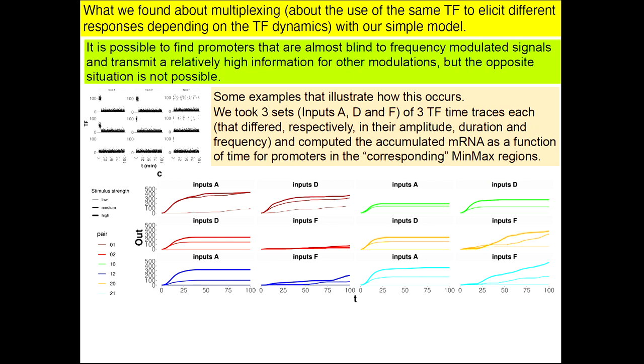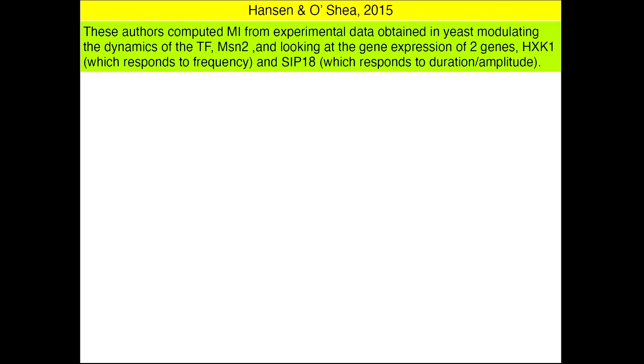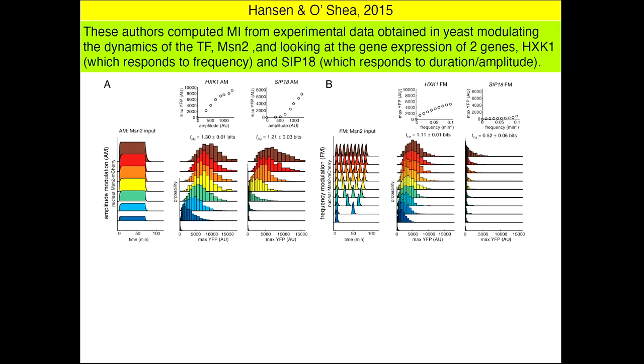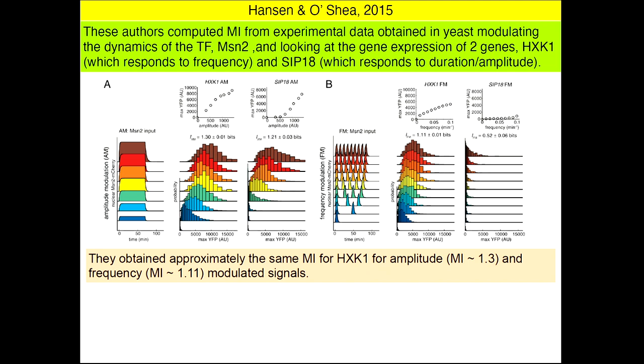And well, these are some examples of how much RNA you produced, but I'm not going to discuss that. And this agrees with some experimental computations on mutual information done with a transcription factor in yeast that can have these different types of behaviors. What they did was they can change the amount of the transcription factor, and so they manipulate that experimentally. They can produce a prolonged accumulation of different amplitudes, or they can produce pulses of different frequencies, and then they computed the mutual information. And what they compared was two genes, one that was good at frequency modulated signals, and the other one that was good at duration amplitude modulated signals.